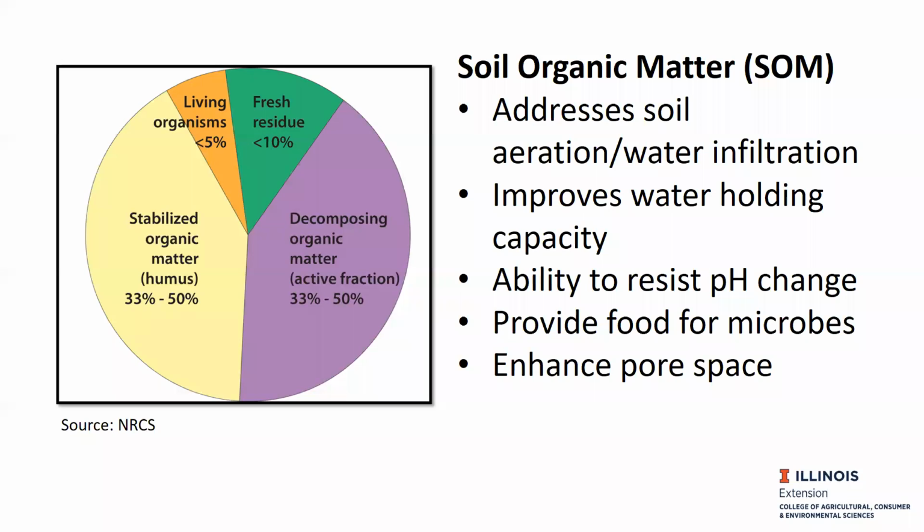In most cases, the organic matter that you've added in the last 4 to 5 years, your compost, your leaf litter, your cover crops that you might be growing, is still within this category of active fraction. So it is still decomposing organic matter. But our long-term goal is to actually get it to become this stabilized organic matter, this humus of 33 to 50%.